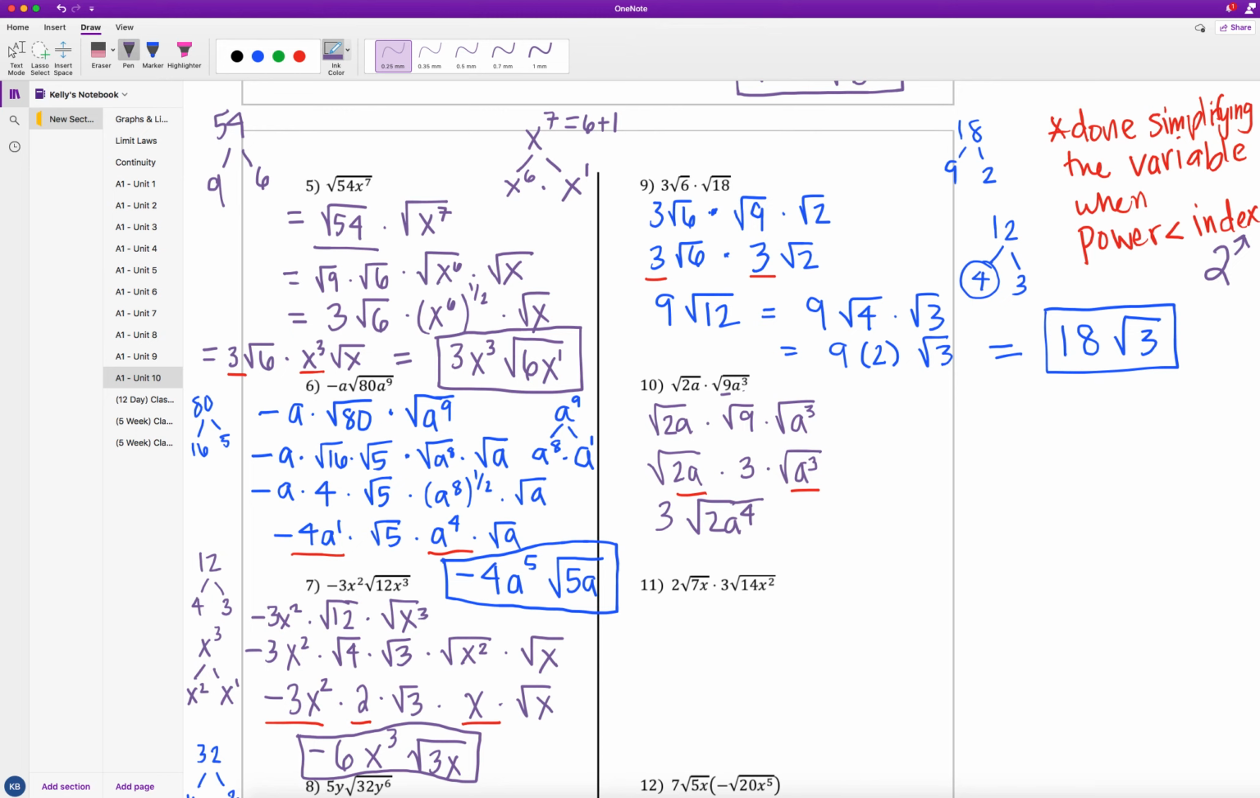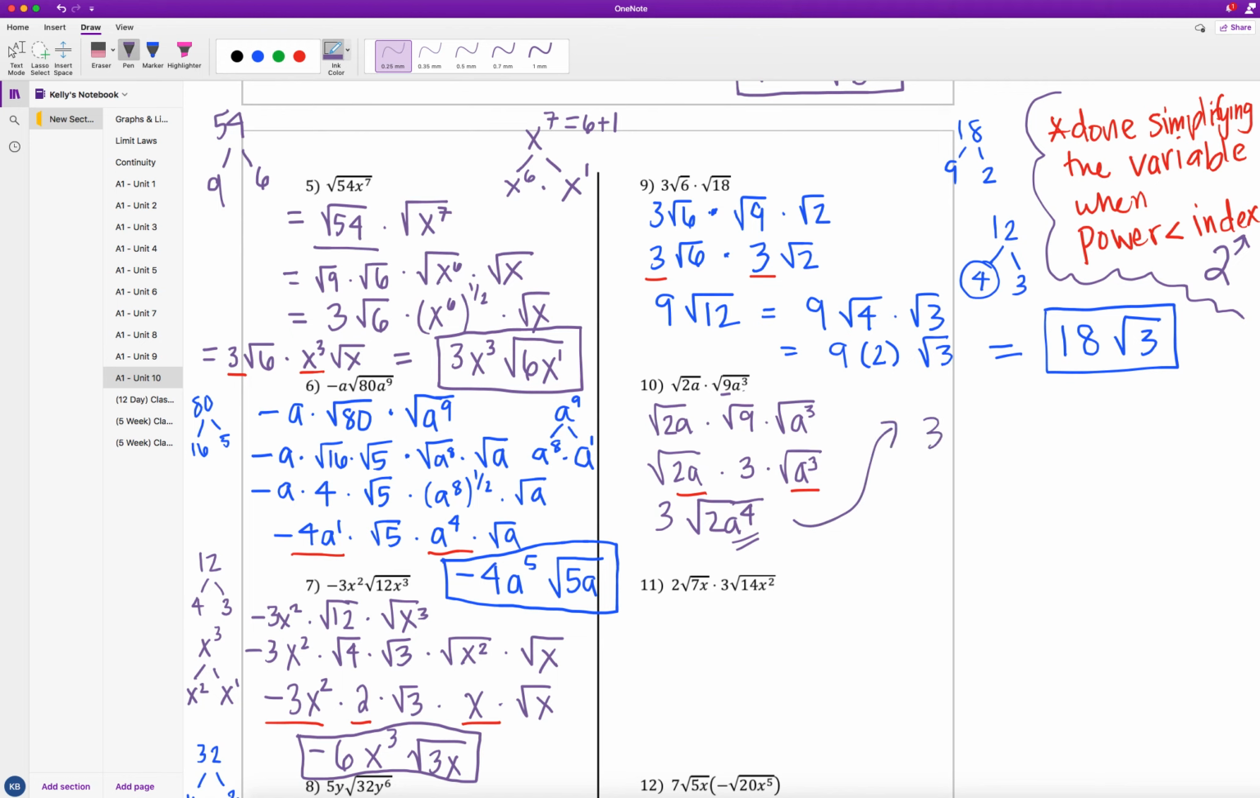We want to make sure that this is fully simplified. So we have two pieces here. We have the 2 and the a to the fourth. Is there anything here that we can continue to simplify down? In this case, the variable can keep simplifying down. The reason I know that goes back to what we talked about earlier. We are done simplifying when the power that's left over inside is less than the index. And our power here of 4 is bigger than our index of 2, so I have to keep simplifying this.